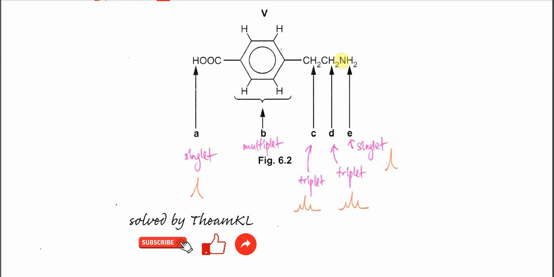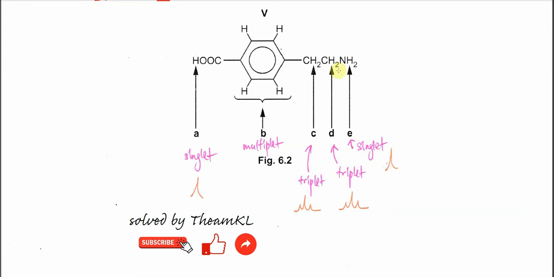Okay, so this one is NH2. When the proton is bonded directly to O or N, it will be a singlet. Just remember this. It means it will not have, or is less likely to have, spin-spin coupling with the protons on the adjacent carbon. So the NH2 here always produces a singlet, something like this.